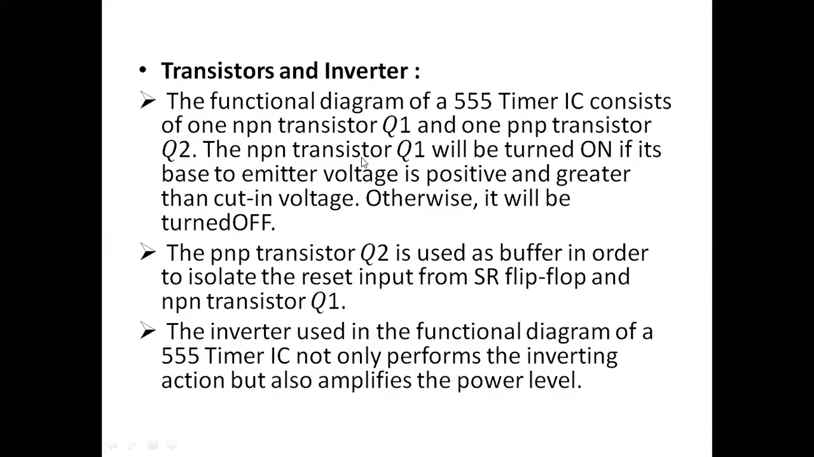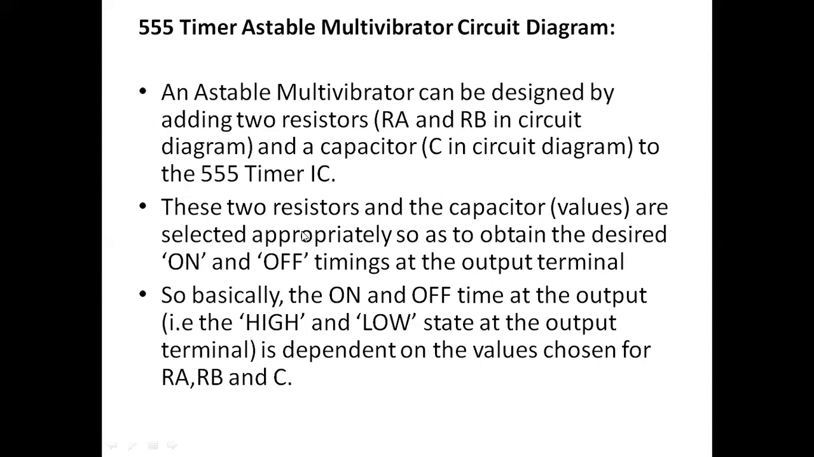Next, we have 2 transistors, Q1 and Q2. Q1 is an NPN transistor, Q2 is a PNP transistor, and we have an inverter in order to invert the signal. That is also used to amplify the signal as well.